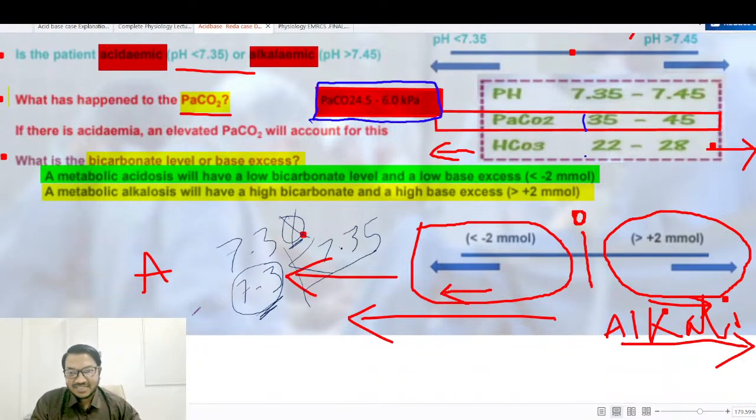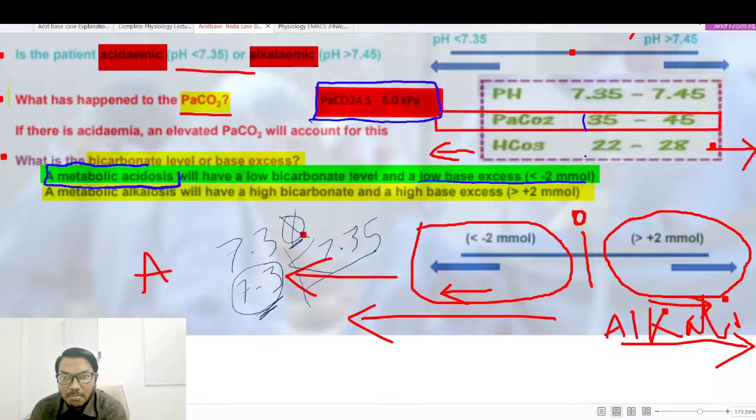Okay. What is the bicarbonate level or base excess? Remember, metabolic acidosis will have a low bicarbonate level and a low base excess. It will be less than -2 because we are talking about acidosis. Bicarbonate itself is an alkali.